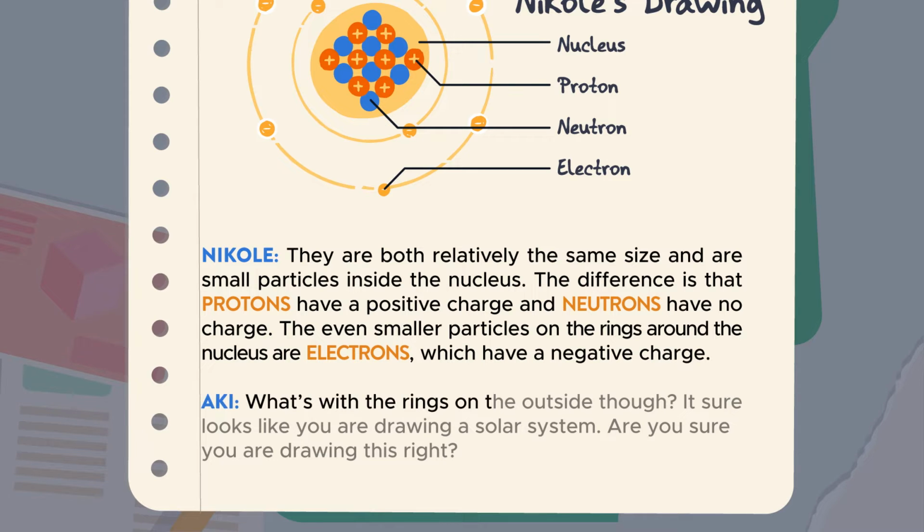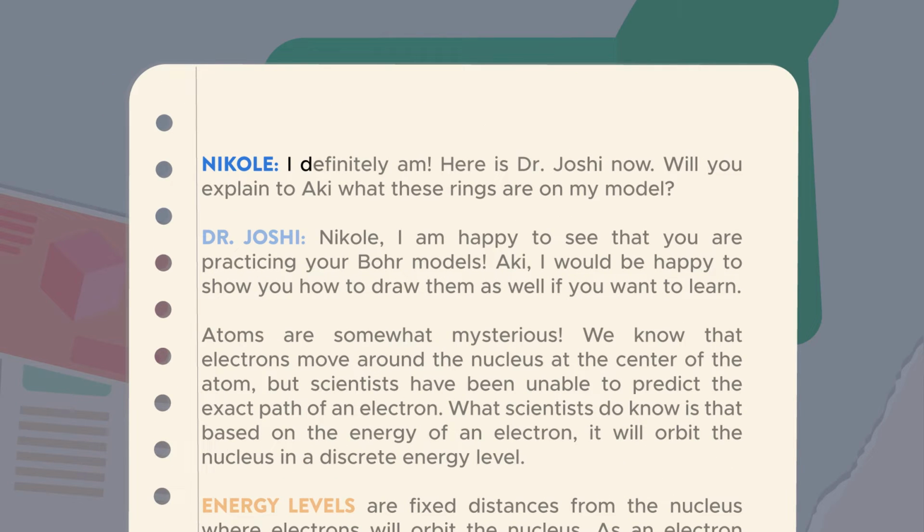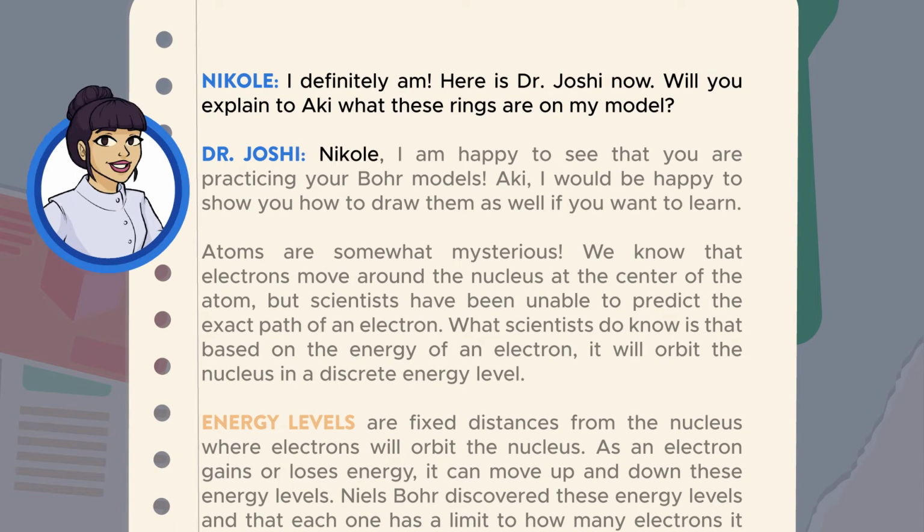What's with the rings on the outside, though? It sure looks like you are drawing a solar system. Are you sure you are drawing this right? I definitely am. Here's Dr. Joshi now. Will you explain to Aki what these rings are on my model? Nikole, I am happy to see that you are practicing your Bohr models. Aki, I would be happy to show you how to draw them as well if you want to learn.